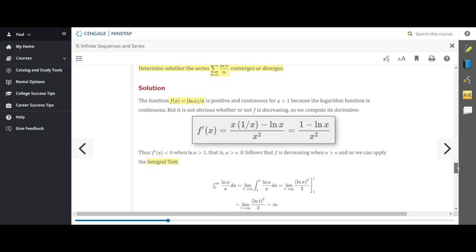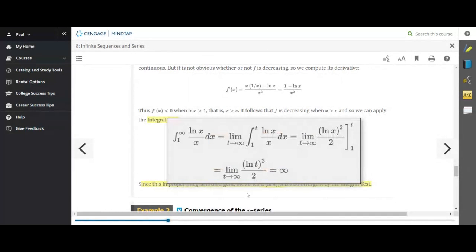Here we go. Here's what we do. We examine the function log of x over x. We look at the improper integral from 1 to infinity of the log of x over x dx. And they now leave out a step. They did a substitution. They let u equal the log of x, and they get the antiderivative of which is the log of x squared over 2. And they put in the t and the 1, and eventually you get infinity. So the improper integral equals infinity.